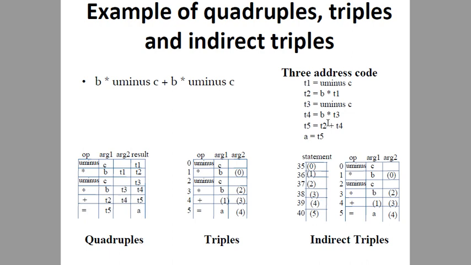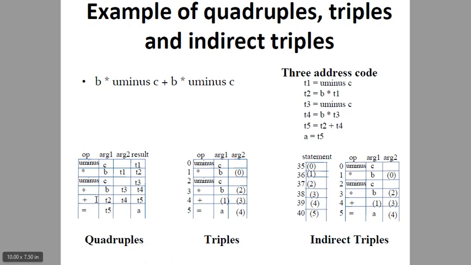For T4, where T4 is equal to B into T3. We have the argument 1 and argument 2 as B and T3, and the result is stored in temporary variable T4. Okay. So the next statement, which is very easy, I hope you can understand.